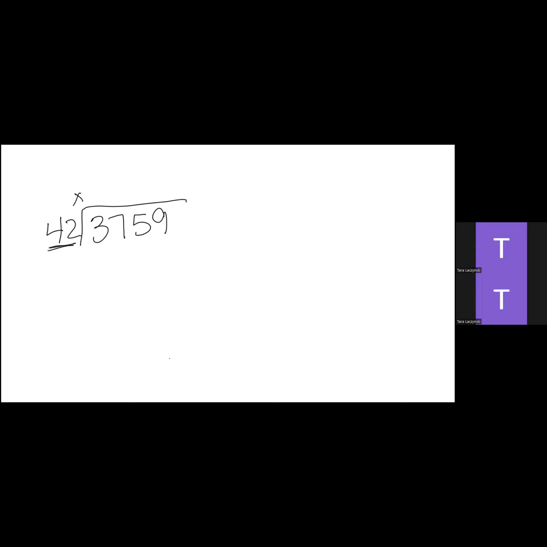So we're saying, does 42 go into 3? Absolutely not. Does 42 go into 37? Absolutely not. I have to keep going. Does 42 go into 375?